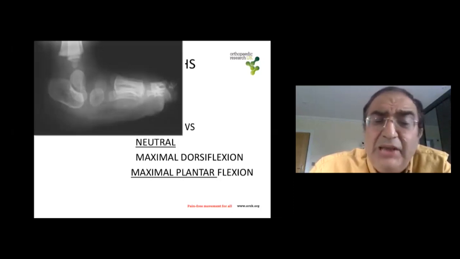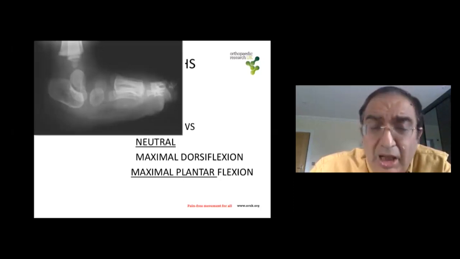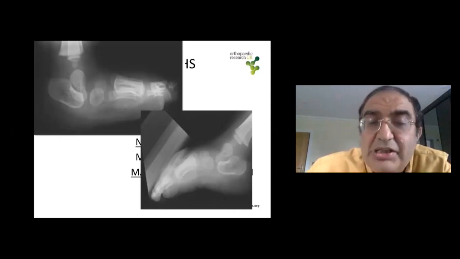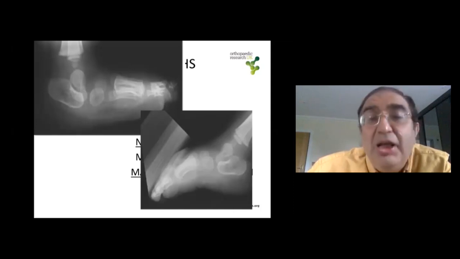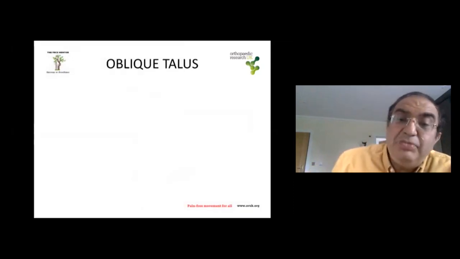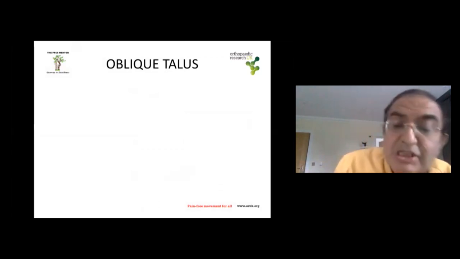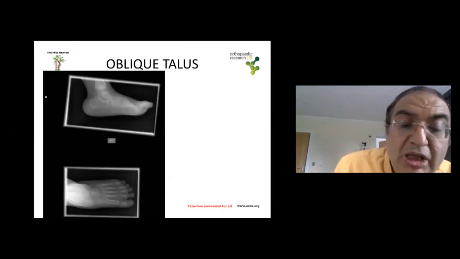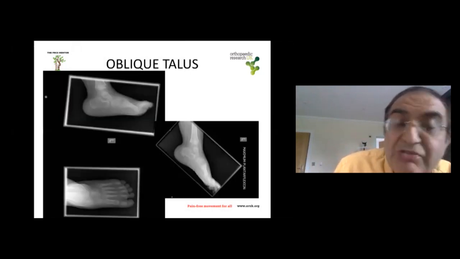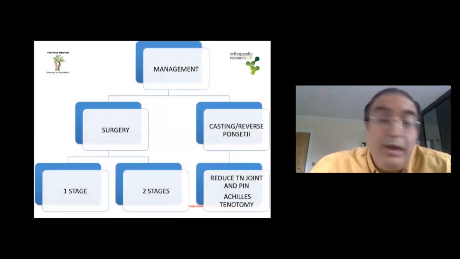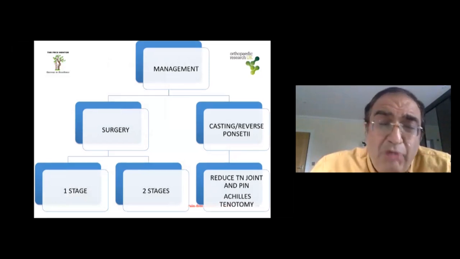You can see here the line through the talus is actually going plantar to the metatarsals. Then if you do a lateral view with forced maximal plantar flexion, you can see the talus still goes plantar to the metatarsals, and it doesn't align with them even in maximum plantar flexion. This has to be differentiated from a condition called oblique talus. In the oblique talus, you can see that in maximum plantar flexion, the talus actually aligns with the metatarsals.